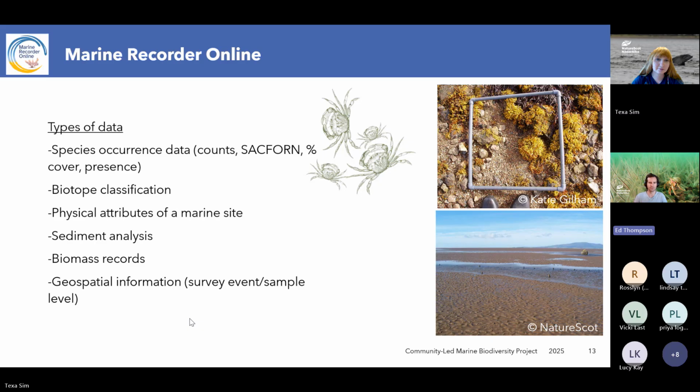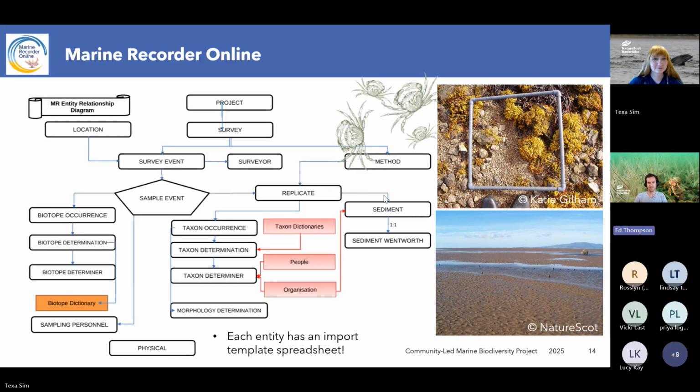So to just give you an idea of the complexity of Marine Recorder, I think we've got a snapshot on the next slide. Yeah, so none of this is important, but it's just to highlight the complexity. There's a hierarchy that exists within each project, effectively within each survey, and each of those boxes is an entity, and those entities relate to each other in different ways.